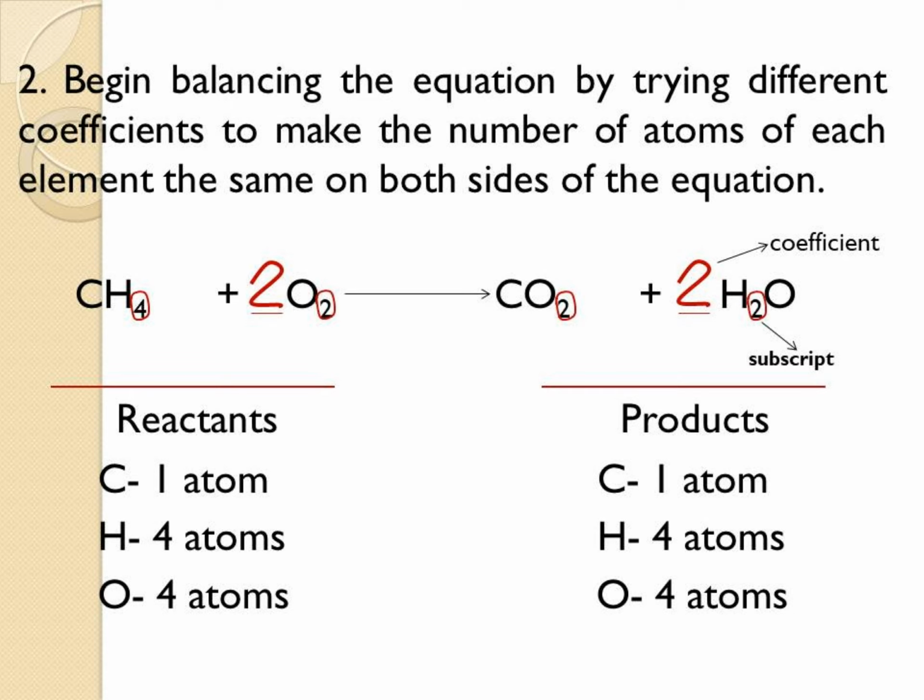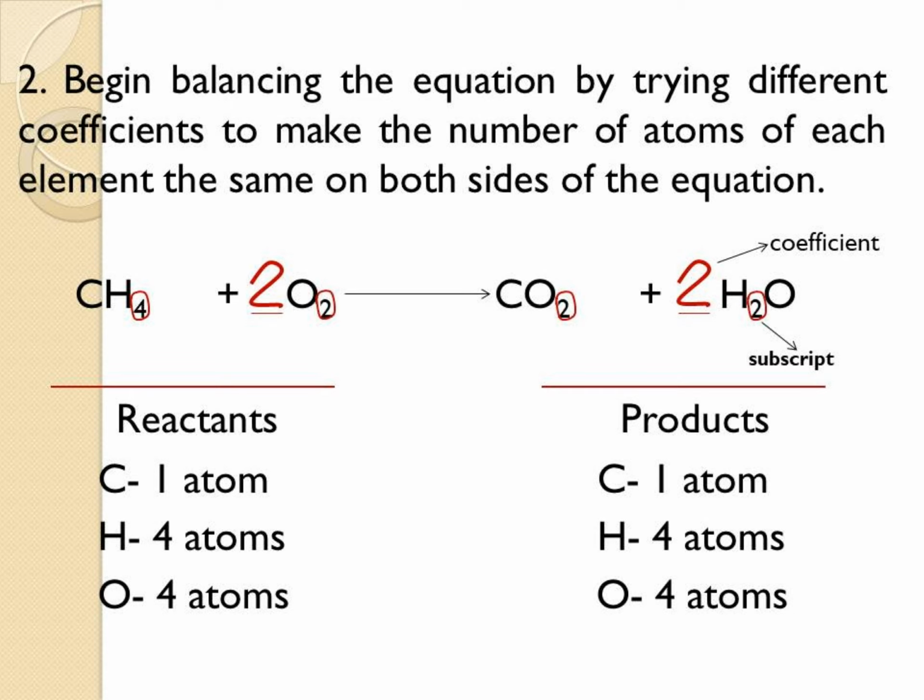Begin balancing the equation by trying different coefficients to make the number of atoms of each element in the reactant side and in the product side the same. So going back to our chemical equation of how methane reacts with oxygen gas, forming carbon dioxide and water, let us first identify the important numbers here.